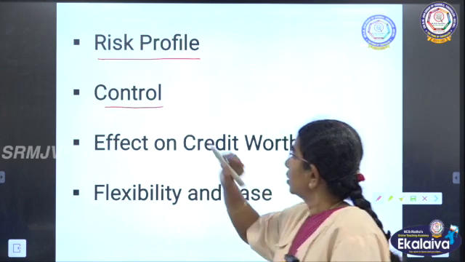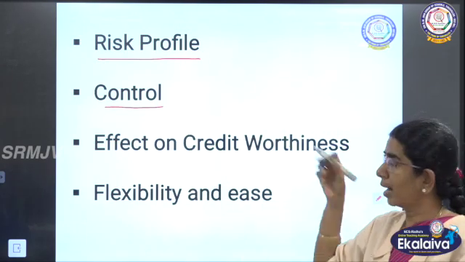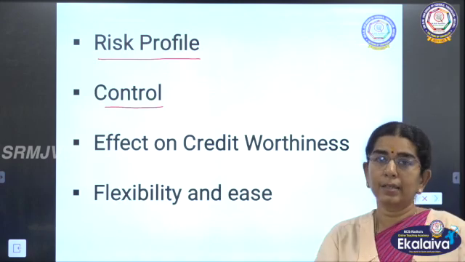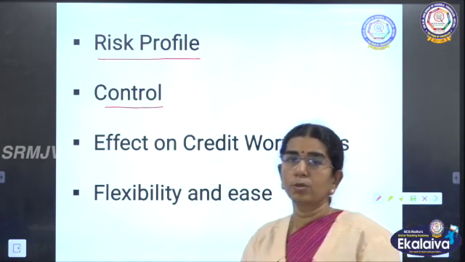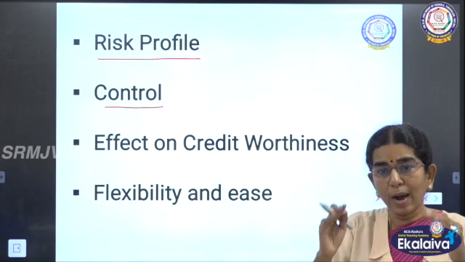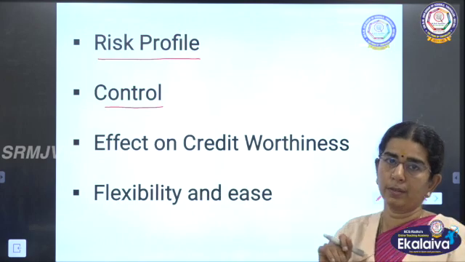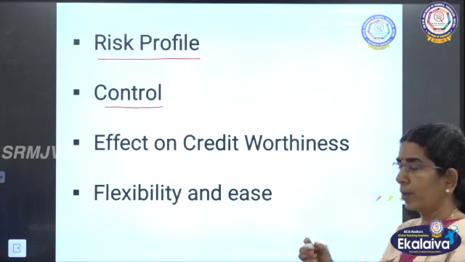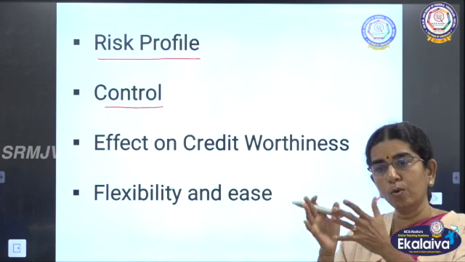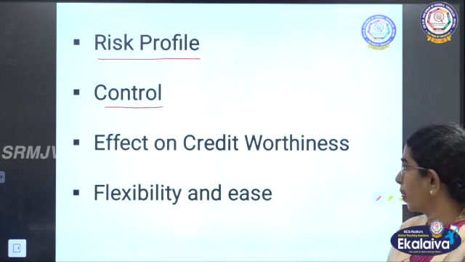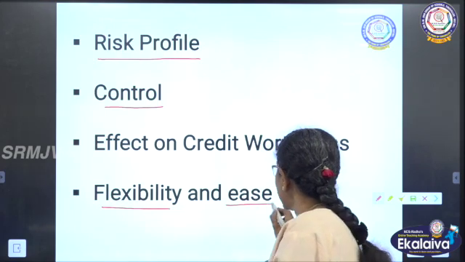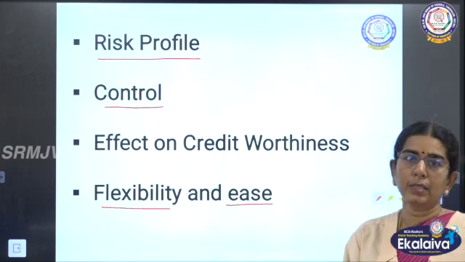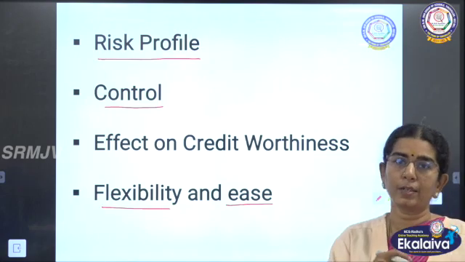Then control. The equity shareholders are the owners of the company and they have control of the business. That is, they can participate in managerial activities and they can select the directors of the company also. Suppose the equity shareholders do not want to share their control, they need not issue additional equity shares. In such a case, they can go for borrowed funds. Effect on credit worthiness. If the company issues debentures, the credit worthiness will be reduced because the borrowing capacity is reduced. They cannot go for further borrowing sources. And they have to see the flexibility and ease of raising finance. Whichever source of funds is more flexible and easier, the business concern has to opt for that source of finance to meet its business requirements.